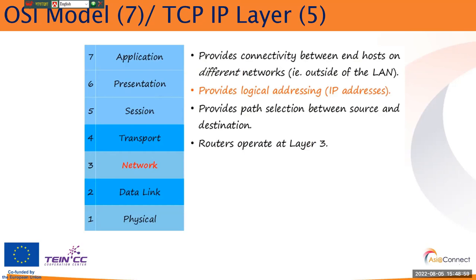The network layer is also responsible for providing logical addressing, I mean IP address, and provides path selection between source and destination, which is routing, and different kinds of switching. Routers operate at layer three, basically the network layer, and the basic function of the router is related to the network layer. We'll study the details in the network routing and switching course that is related to the router. So our main target today and tomorrow is to know about logical addressing or IP addressing.